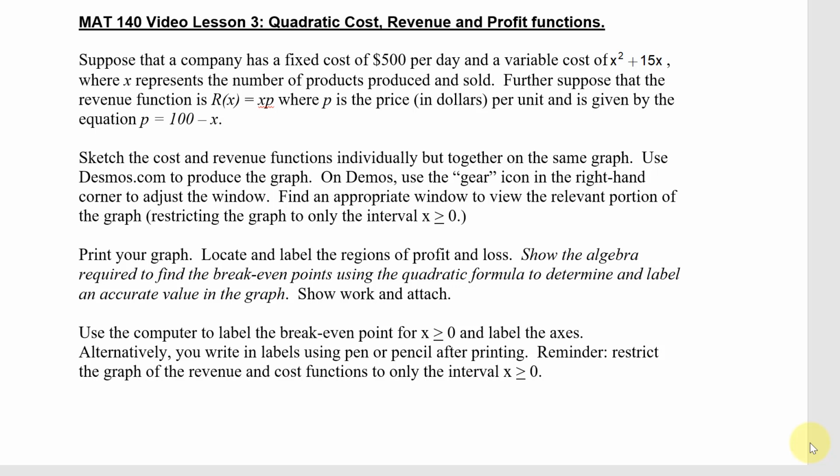Further, suppose that the revenue function is R of x equal to x times P, where P is the price in dollars per unit for the product and is given by the equation P equals 100 minus x. You can see in this equation that higher levels of production and sales correspond to lower values for the price.